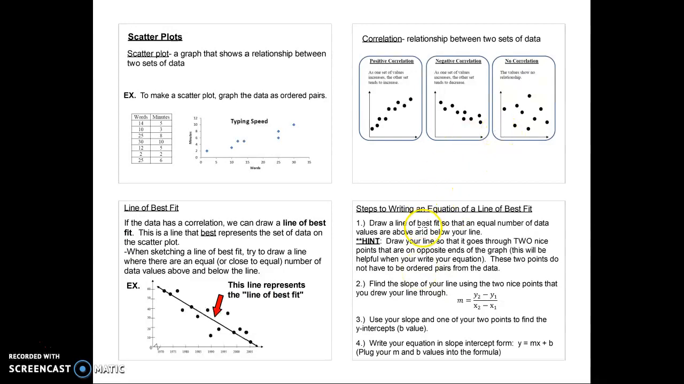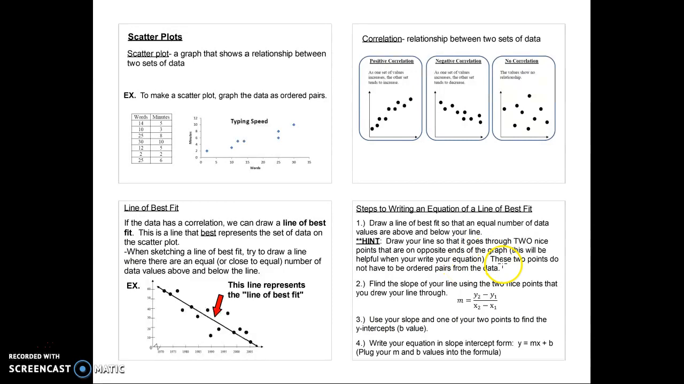So here are your steps. You're going to draw a line of best fit so that an equal number of data values are above and below your line. When you draw this line, you want to try to get that equal value above and below. A really important step is to draw your line so that it goes through two nice points that are on opposite ends of the graph. So you want to have two nice points, one towards each end of the graph. This will really help you when you're writing your equation.